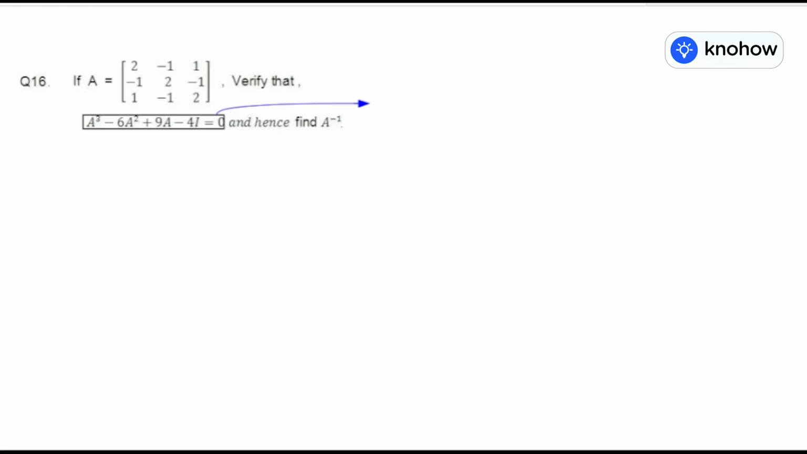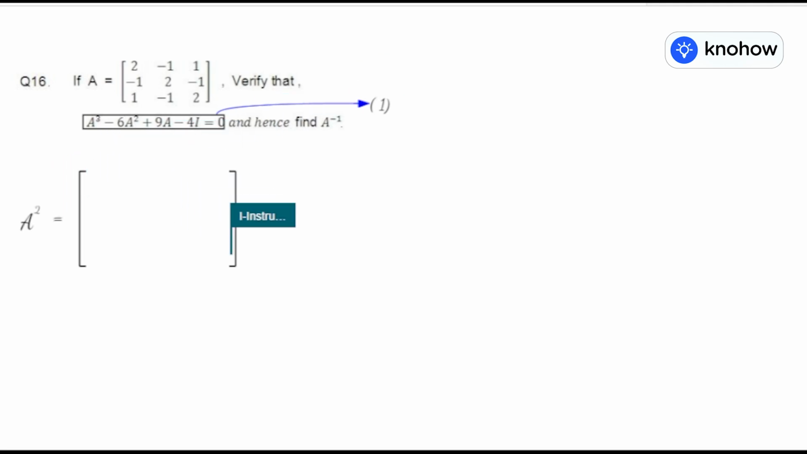That means first prove the result A cube minus 6A square plus 9A minus 4I equal to 0, and then proceed finding A inverse. Now to prove this result, let us work out A square and hence A cube, and then substitute in the left hand side of 1. Let me call the result to be proved as 1. So first of all work out A square, that is A into A.